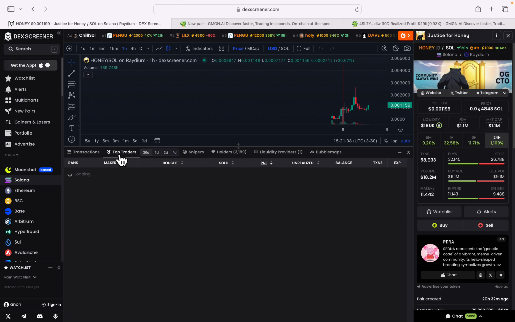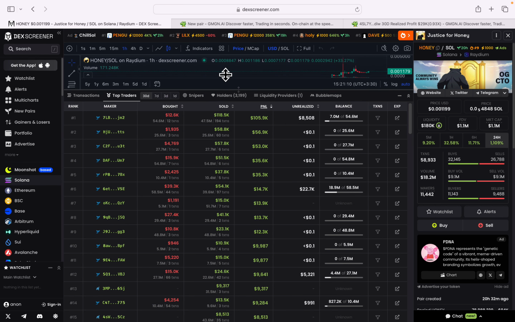Click on top traders. Makers, you can see their wallet address, the amount they bought, and the amount they sold. P&L means their profits, how much profit they gained from this trade. Unrealized means they haven't sold those tokens yet.